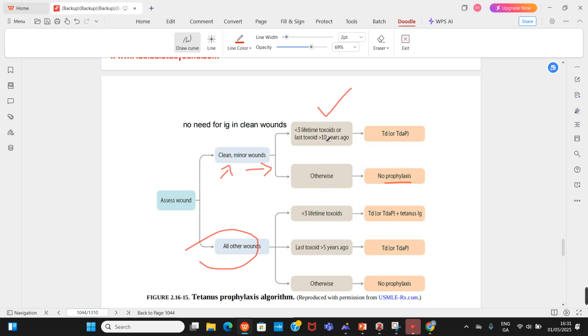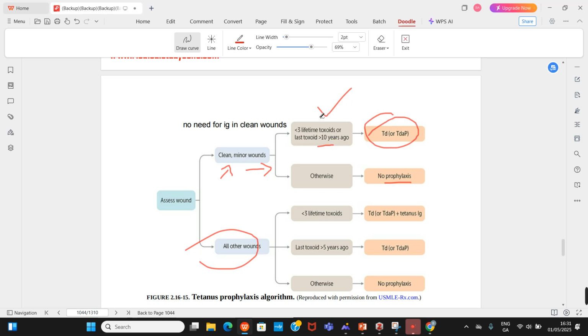Oh, yes, I've taken the 3 lifetime doses. But when did you take your last toxoid? The last toxoid I took was 11 years ago. That is more than 10 years ago. So we need to give this person the Tdap vaccine.